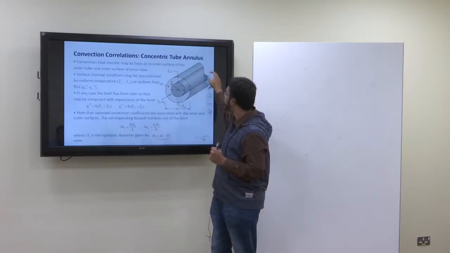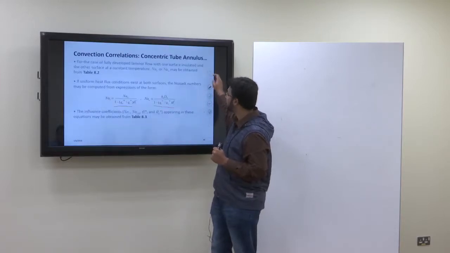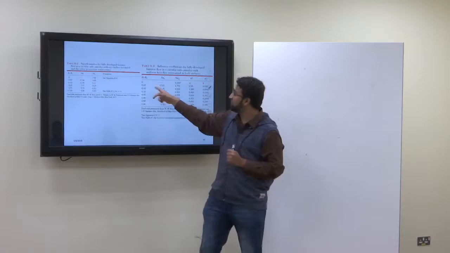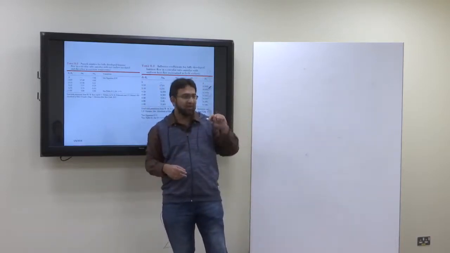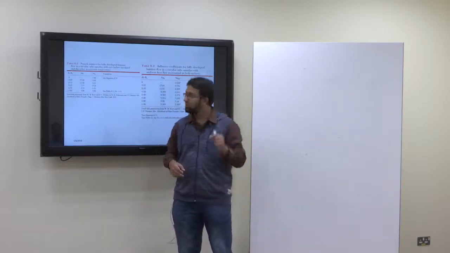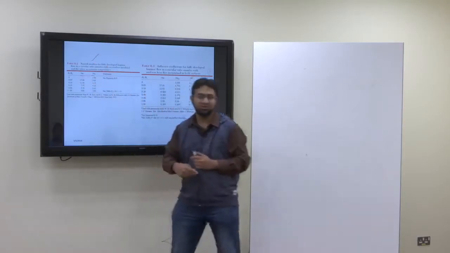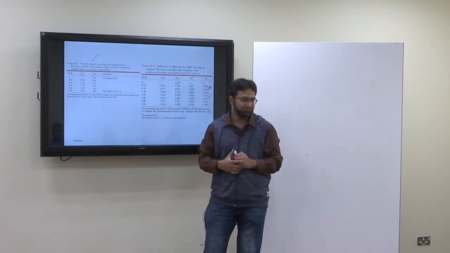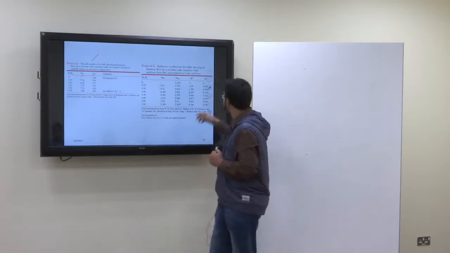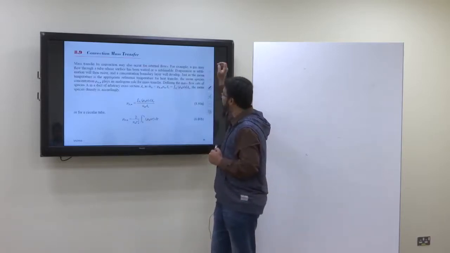And if it is a different case, for example one surface insulated and the other heated, then you have to use this table, and directly you get the Nusselt number inner and Nusselt number outer. Anyways, just go through it yourself.